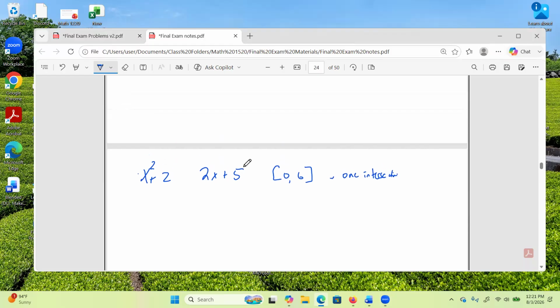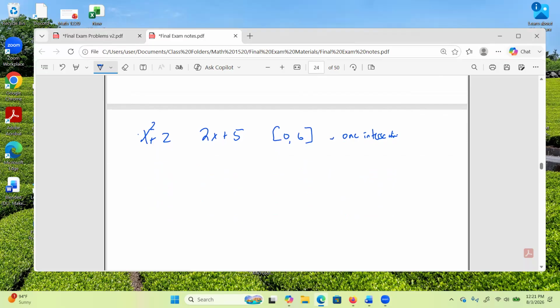So I'm going to draw a picture first, and then we'll get into the integration and deal with what we have to deal with. Since we're going to go from 0 to 6, I'm going to concentrate on pretty much the first quadrant here. I'm going to call this 2. We've got our x squared plus 2, and it's going to look something like this. 2x plus 5, we're going to start up here, and we're going to have pretty much a line that's going to be doing something like that.